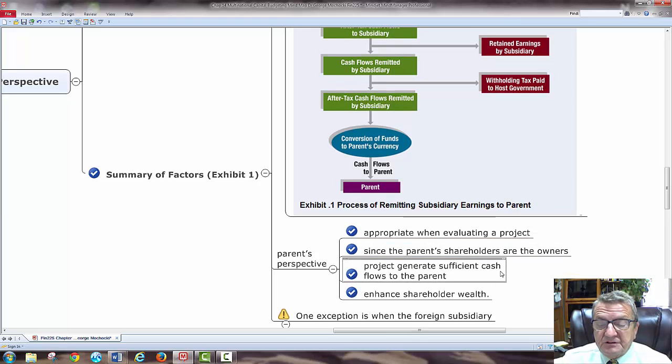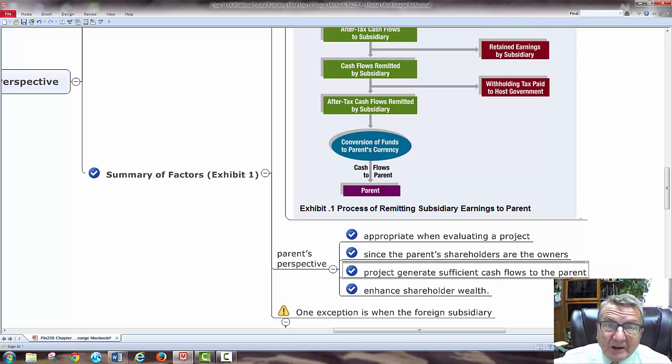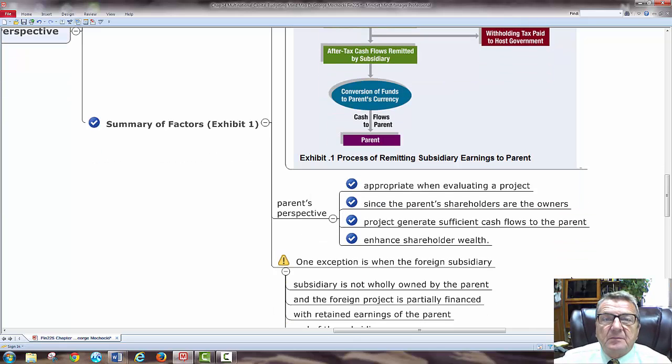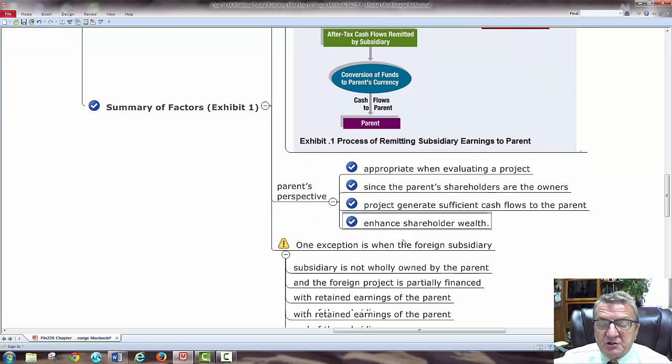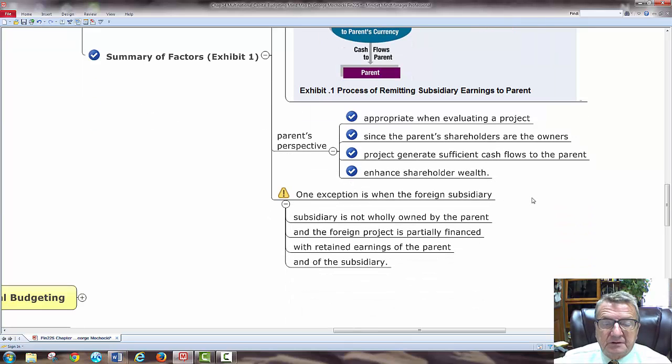Project's general sufficient cash flow to the parent. Remember, I've got to make sufficient, at least break even, because sometimes my strategy may just be expansion into other markets. So I may not be making as much money as I want at that time because I'm learning the market, but I don't want to be losing too long. Stockholders hate that. Okay, enhance shareholders' wealth. This is what I'm going to say. In the future will enhance.